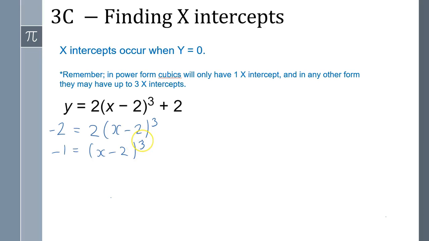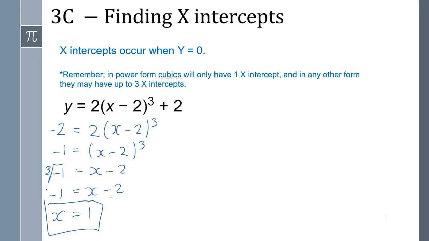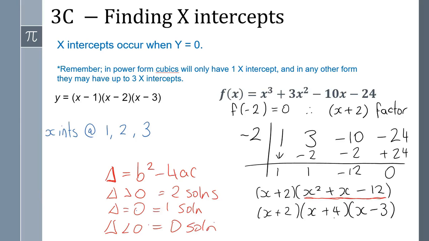To get rid of that cube, it's a cube root. So cube root of negative 1, which is just negative 1. Okay, and add 2 to both sides, so x equals 1. Okay, so we only have one x-intercept and it occurs when x is 1. So they're a little bit different. Just be aware if it's in power function form, you're rearranging. If it's in any other format, you are trying to factorize.